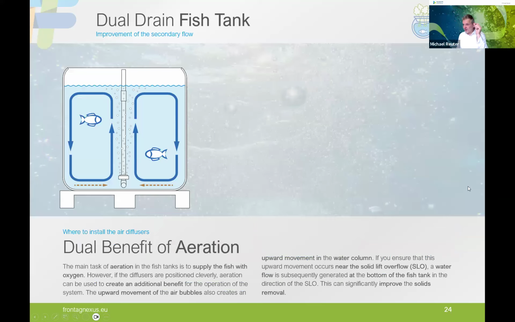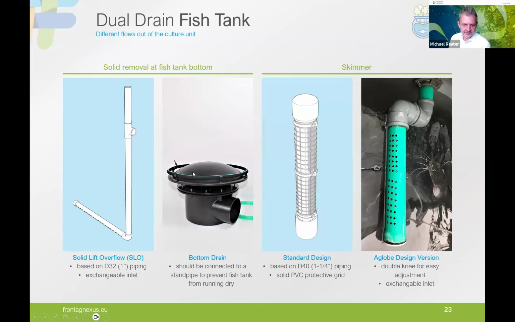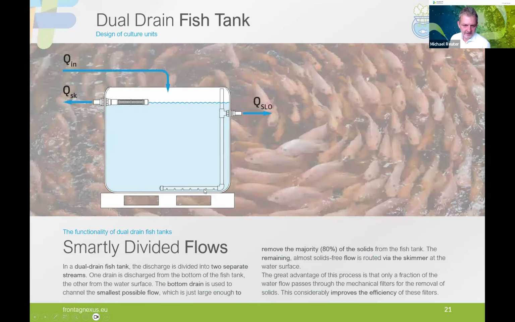And even in quite small systems that use aeration, this aeration can add again to the removal of the solids if we place the aeration at the right spot. If we are looking here, this is a drawing of the SLO that we had here in the first image. I go back again to here. Here, this is a SLO. And in the image that I showed, the aeration is just set up above the SLO inlet.